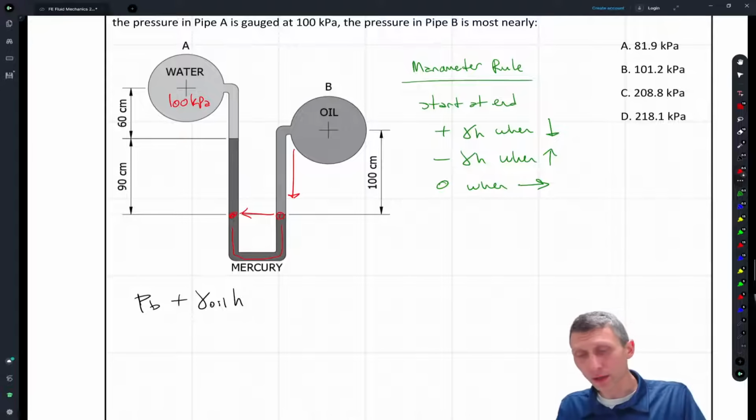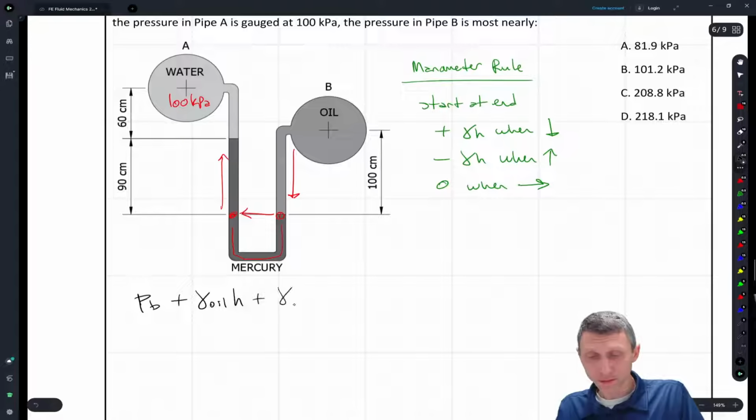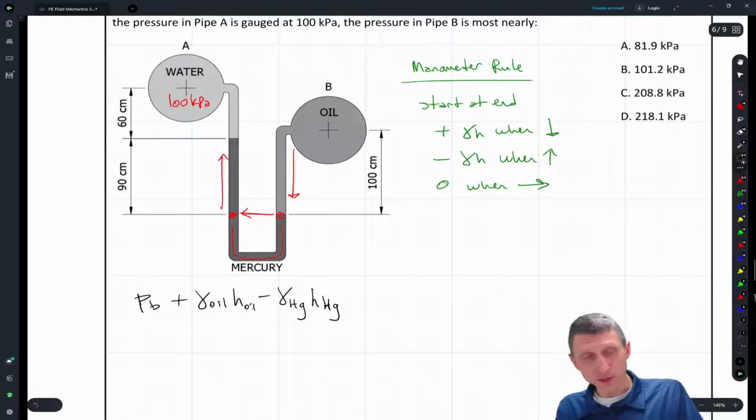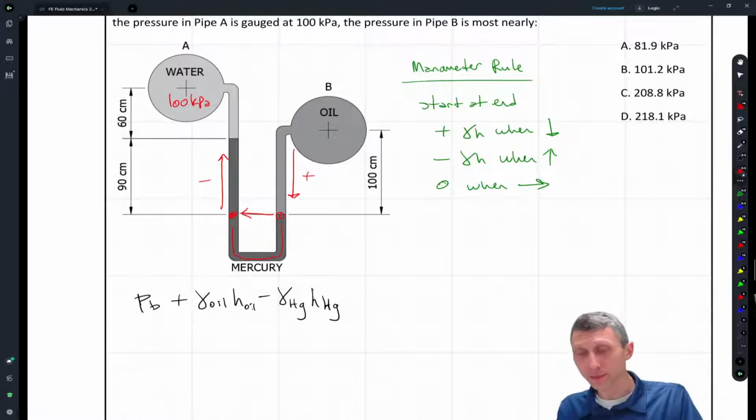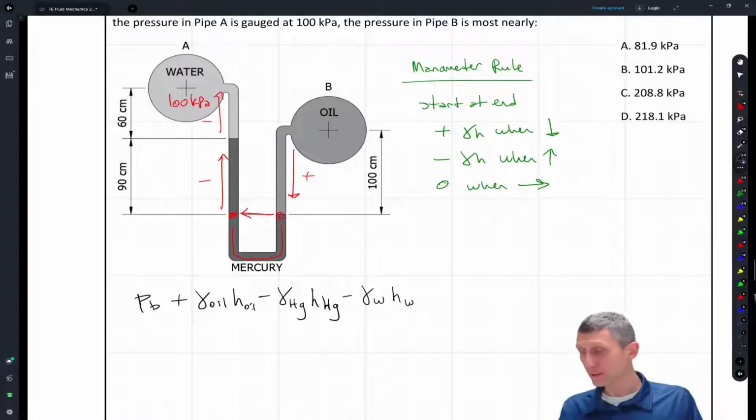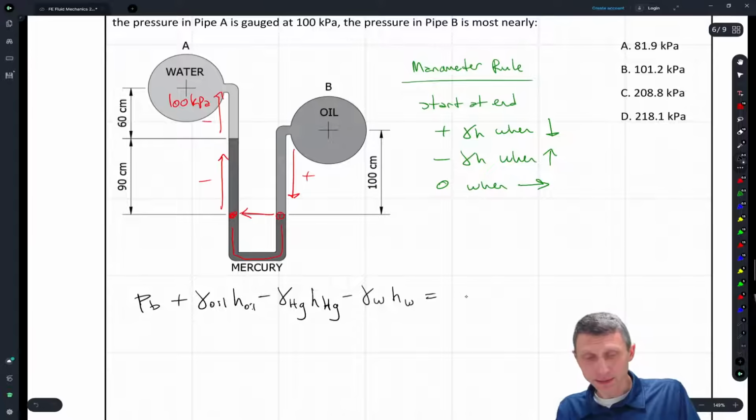Okay, and then we're going to go up this mercury. So what's that? It's going to be plus gamma Hg, that's mercury, times Hg. And why am I adding that? Because it's wrong. Let's subtract this. So down is plus, up is negative. Then we're going to come back up here, and we're going to go up again, which is going to be negative gamma water times the height of the water. Now we just need to plug in, and hopefully we can get things equal here.